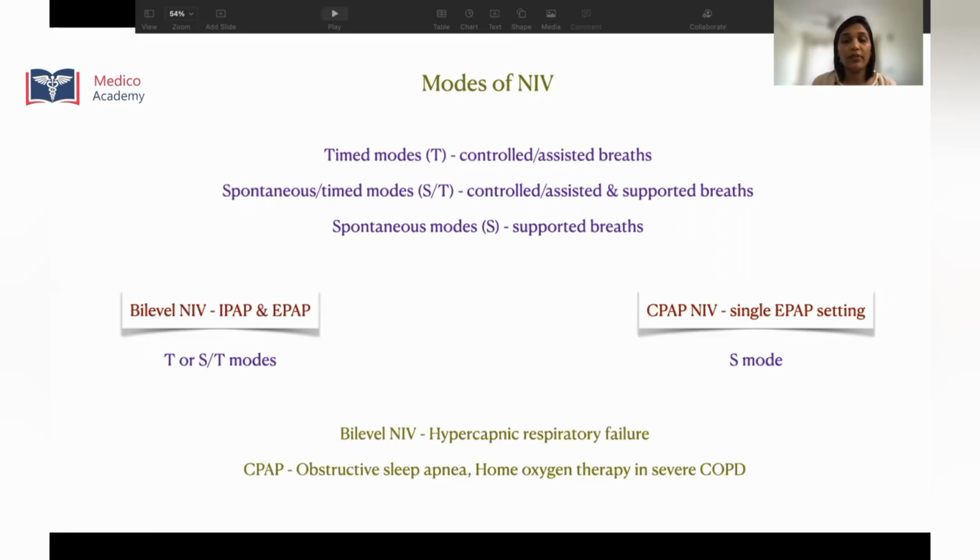You can also give it in cases of severe COPD or advanced COPD patients who are on home oxygen therapy, where you want to keep the airways open, or you want to keep some pressures above the auto PEEP, which is already there in the patient, and thereby reduce the work of breathing. In such cases also, you can use CPAP. So mainly bilevel NIV is when the patient is in hypercapnic failure, and CPAP is usually given when you need the patient to have a patent airway and an unobstructed flow of air.